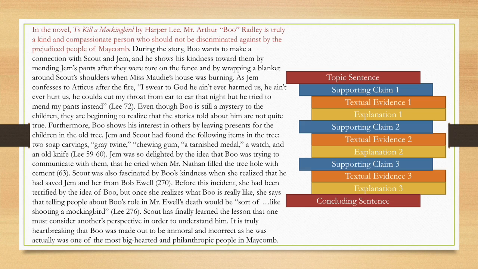During the story, Boo wants to make a connection with Scout and Jem, and he shows his kindness toward them by mending Jem's pants after they were torn on the fence and by wrapping a blanket around Scout's shoulders when Miss Maudie's house was burning. So that is our first supporting claim.